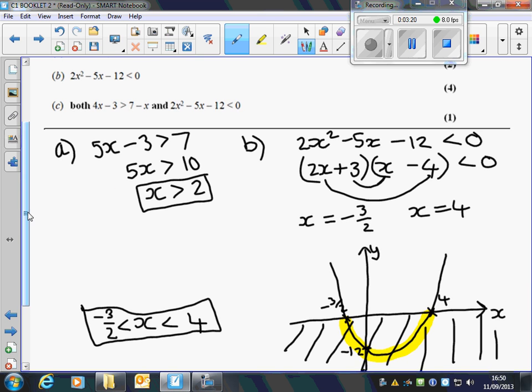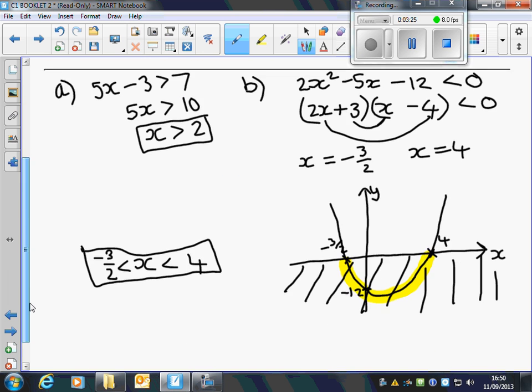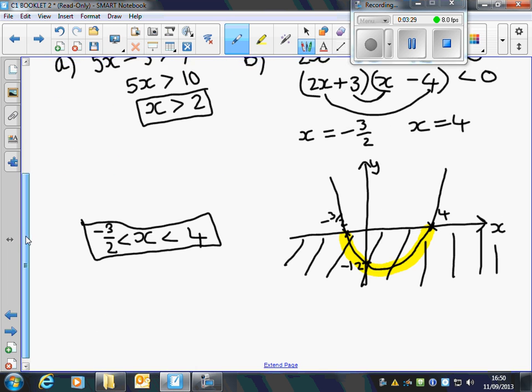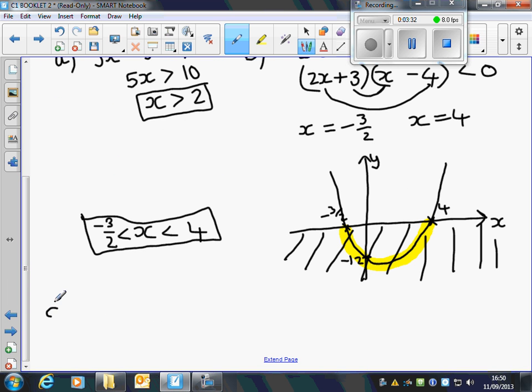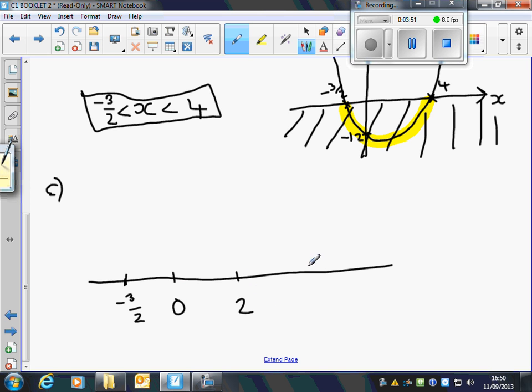Now for part C, we want to find the x values which satisfy both inequalities. So both of part A and B. So the way we do that is to draw a number line. So if we draw our number line, we know it's got to go down as far as minus 3 over 2. Mark on 0. Mark on 2, and we know it's got to go up to 4.